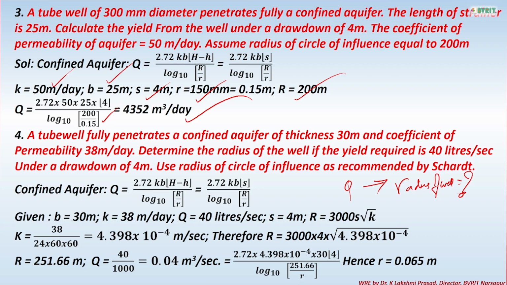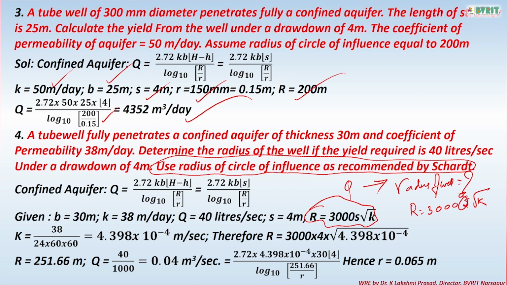Here one more point I did not mention to you. Use the equation to determine the radius of the circle of influence. I mentioned this equation when I was dealing with the unconfined aquifer. So this is one of the important things you should know. R is equal to 3000 S root K. S is the drawdown, K is the permeability value. So if you know this, you can find out what R is also. So B is given, K is given, Q is given, S is given. So first find R.